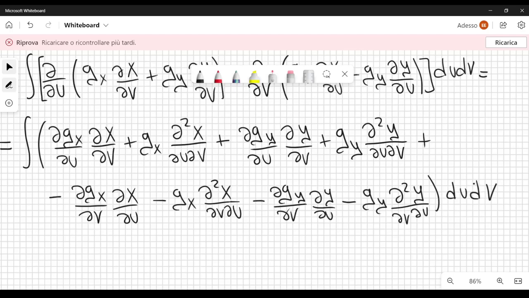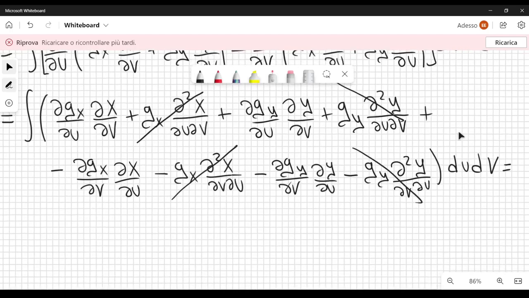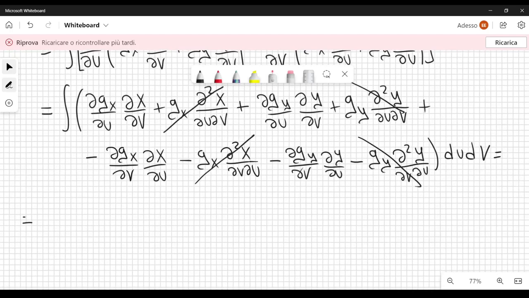du dv, like this. Now you can see that we can simplify some terms. This one cancels this one, and this one here cancels this one. And now let's rewrite this expression. This is equal to the integral. And now I'm going to rewrite the four terms that I have, this one, this one, this one, this one. I'm going to rewrite these derivatives, dgx over du, dgy over du, dgy over dv, and dgx over dv. I'm going to rewrite them by using the chain rule.